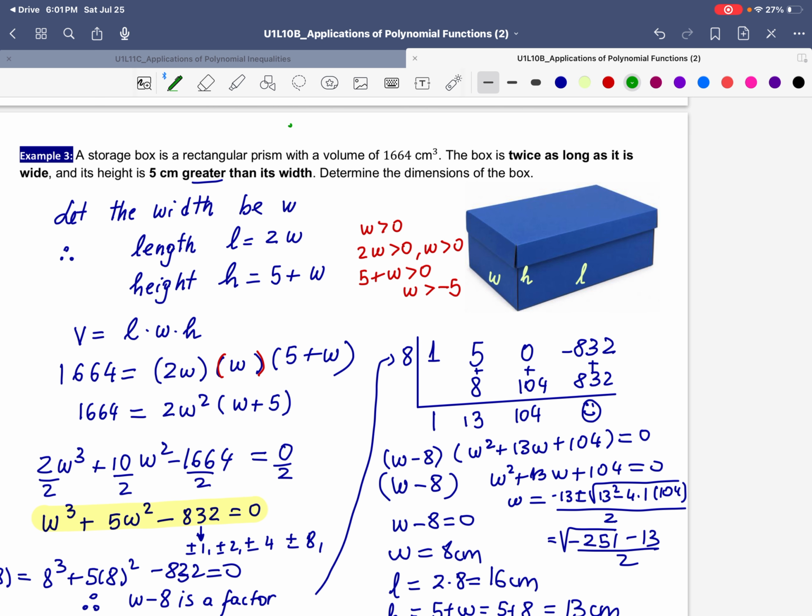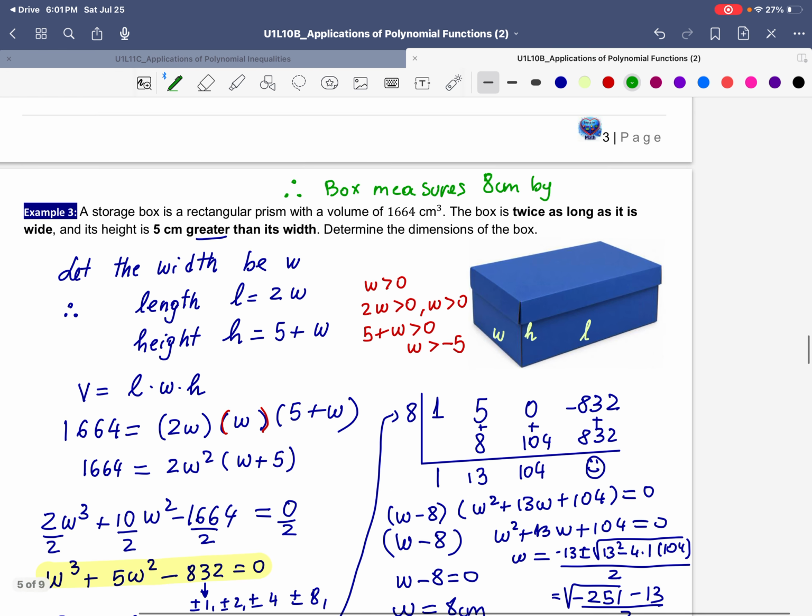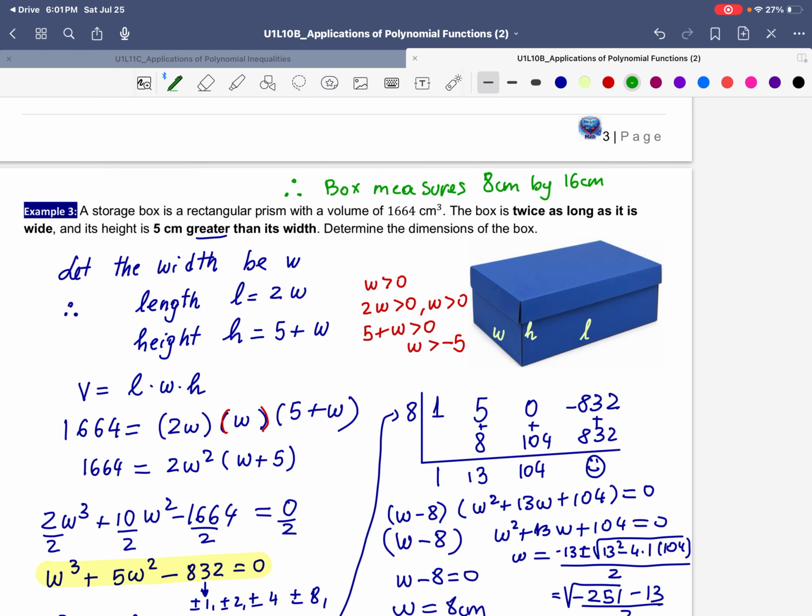I'm going to write it down here. Sorry, 8 centimeters by 16 by 13. All right, and that's the end of it.